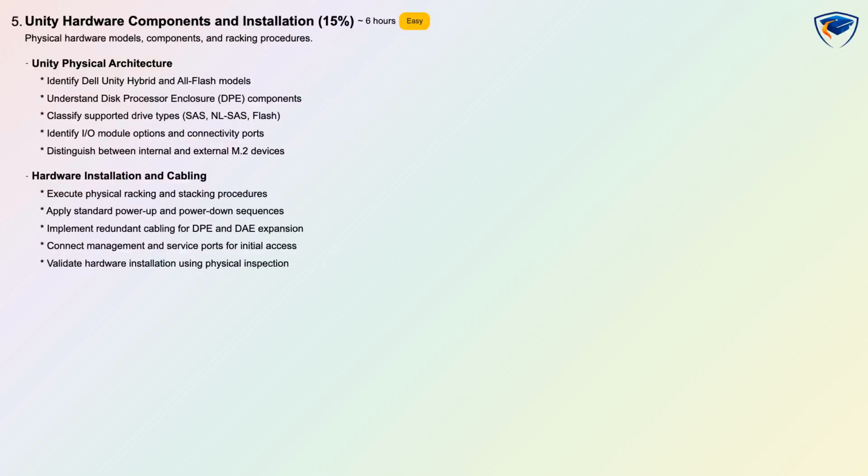Unity hardware components and installation is 15% of the exam, rated easy, estimated at 6 hours, and emphasizes physical hardware models, components, and racking procedures with hands-on and conceptual assessment. You will identify Dell Unity hybrid and all-flash models, understand disk processor enclosure components, classify supported drive types including SAS, NL-SAS and flash, and recognize I/O module options and connectivity ports as well as internal and external M.2 devices.